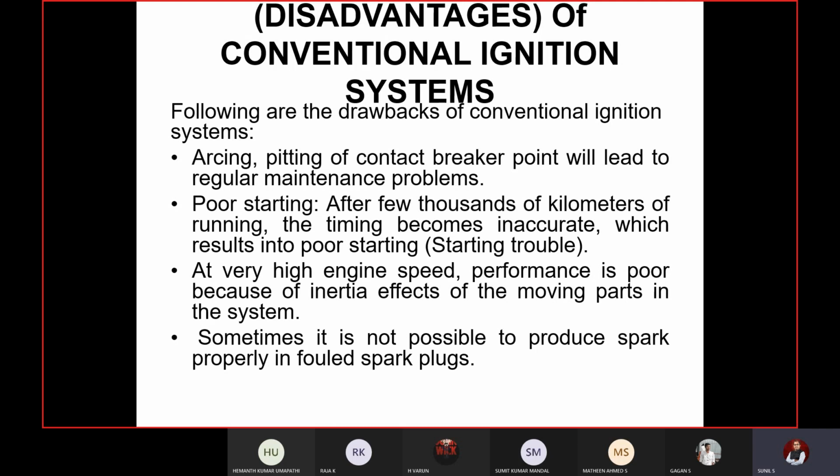Please take down, because usually they'll ask you to compare two types of ignition system, or what are the advantages of some part of the ignition system compared to conventional, like that they ask. So whatever disadvantages are there in this, they are the advantages in the electronic or magneto ignition systems. Next coming to those ignition systems, they will be the advantages. So please make a note of it.